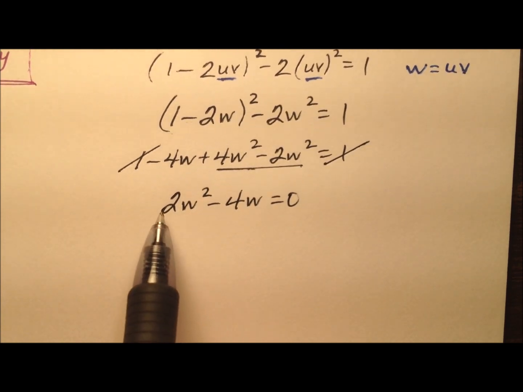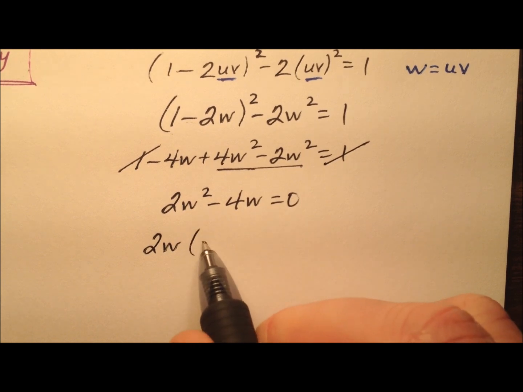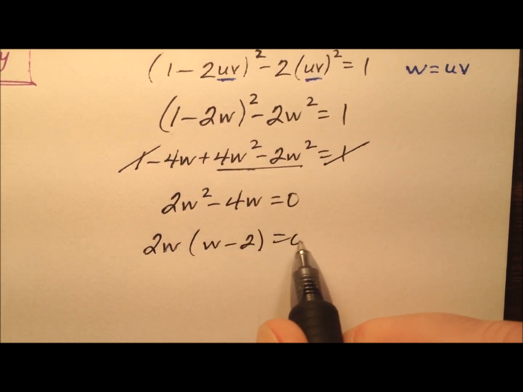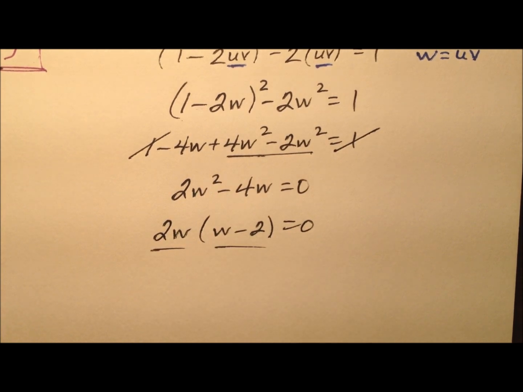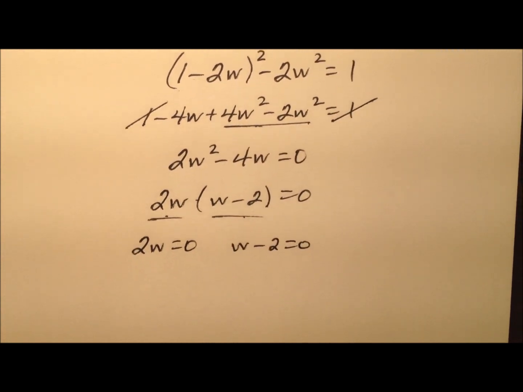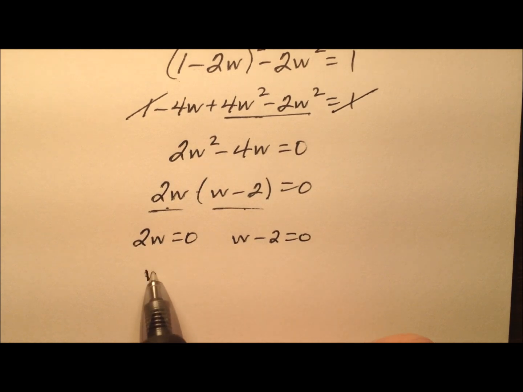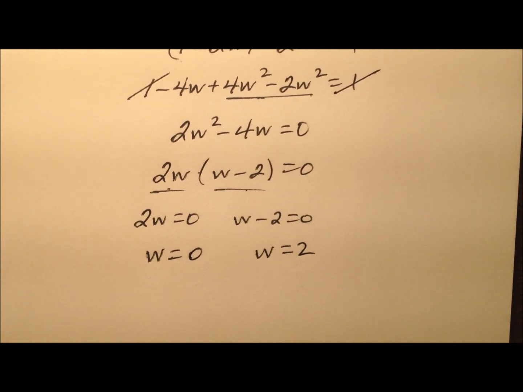And we can solve this by first taking out a greatest common factor. So 2W times W minus 2 equals 0. So we have this factor, and of course we're multiplying them and we're saying that equals 0. So we can use the zero property of multiplication and say that 2W equals 0 and W minus 2 equals 0, just accounting for both of those situations. This is nice because W equals 0 or W equals 2.